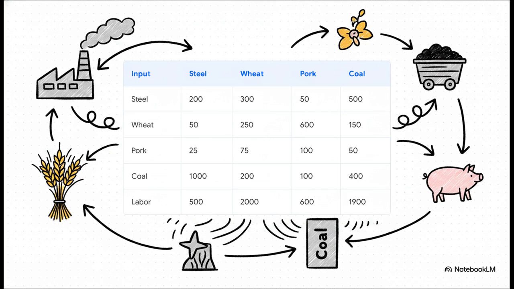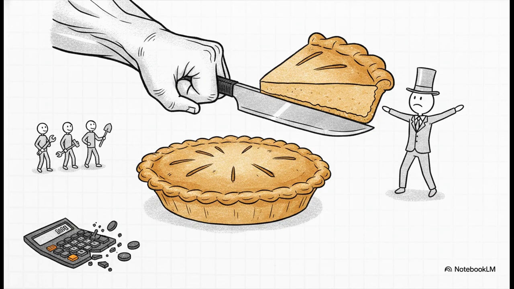Sraffa built mathematical models showing that you can't just isolate one single industry to find value. The entire economy is a single, giant, interlocking web. If the price of coal changes, it literally ripples through the math of the wheat, the pork, and the steel industries all at the same time. And here is the crucial point, which is a bit of a mic drop for economics. When you build this giant matrix of equations, you find there's a missing variable. The math does not solve itself.